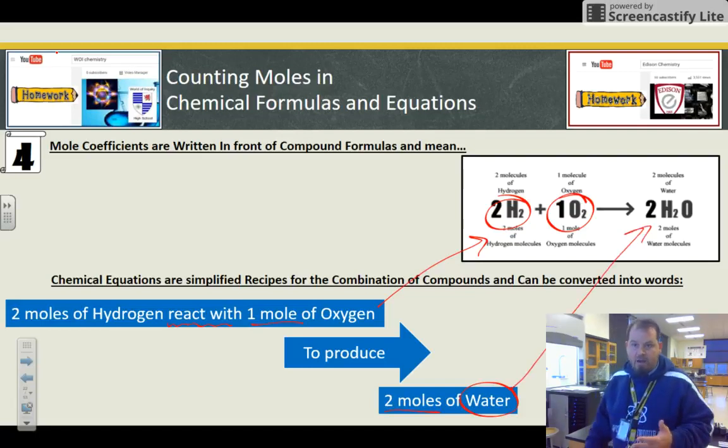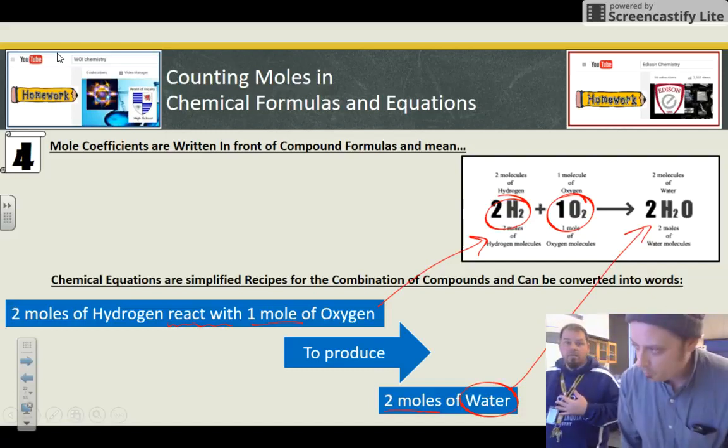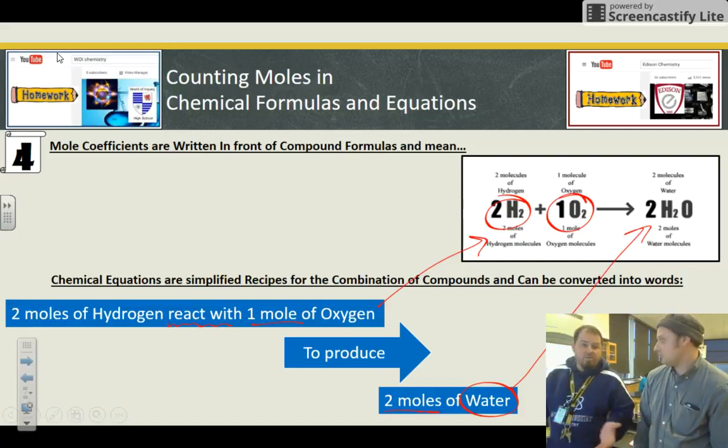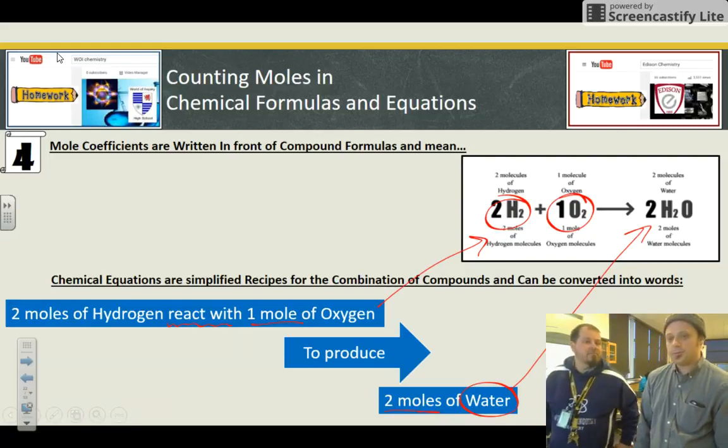You can name that however you want, but notice the moles. 2 to 1 react to get 2, and they don't necessarily add up. I have 3 moles on the reactant side and 2 moles on the product side. Those numbers don't have to jive. What has to jive is the number of atoms. We'll get to that in a later video, with balancing.